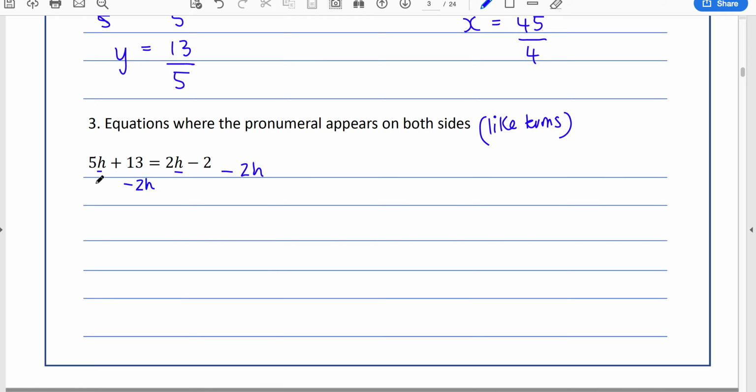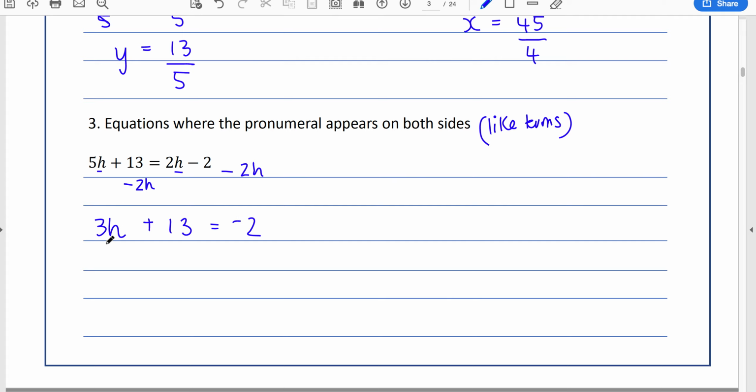There is a reason I did that, and that's so that my h will stay positive. I could have subtracted 5h from both sides if I wanted to, but then I would have ended up with a negative here. So I just do my best to avoid that where I can. So on this side, I've got 5h plus 13 take away 2h. So 5h take away 2h, 5 take 2, will leave me with 3 groups of h. And then I've got the plus 13, and that's equal to negative 2. Don't forget the negative. It's negative 2 because the 2h is gone, so 2h take away 2h is now 0, but then 0 take away 2 will give me negative 2. So just be careful of any negatives that might get left behind.